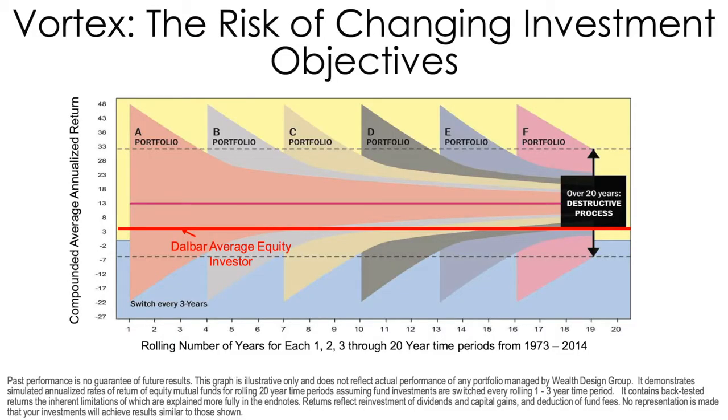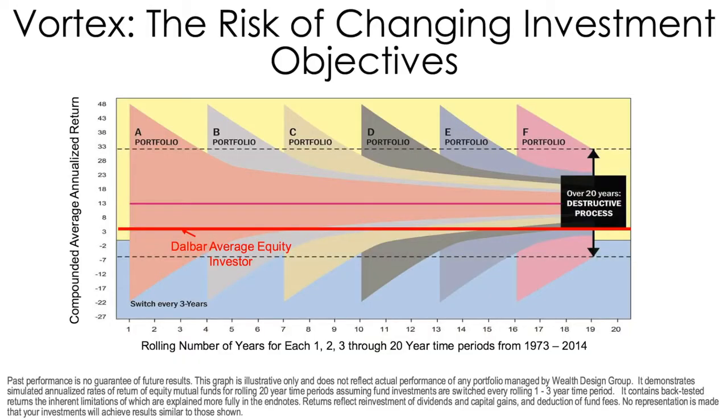The problem is most advisors and people who invest on their own are always paying attention to what's going on in the news, and they're altering the portfolio, making changes. A Dalbar study shows that's about every 3 years. So what happens is you go from portfolio A to B to C and so forth.